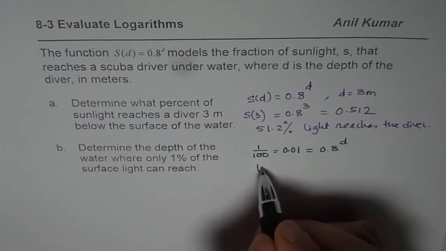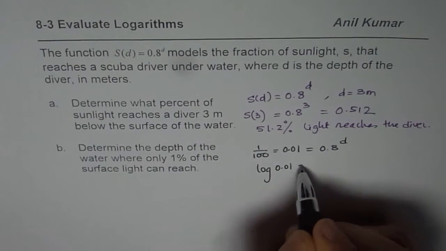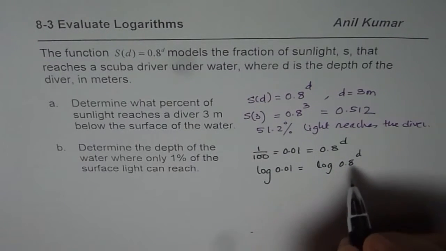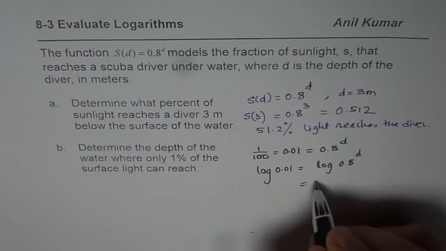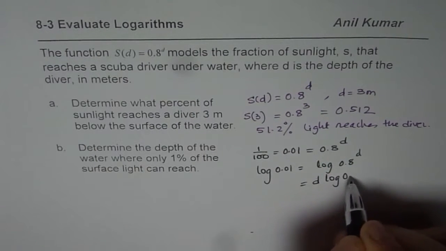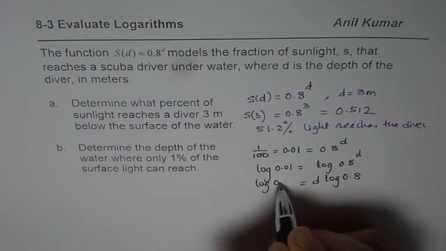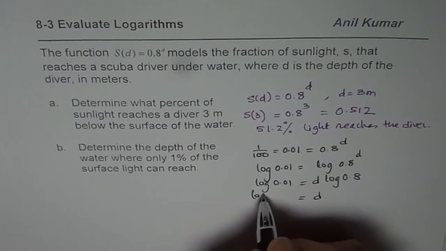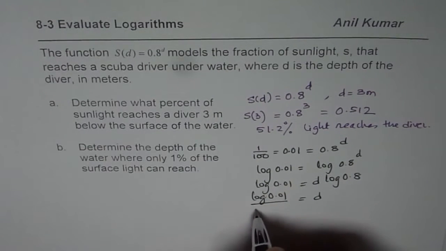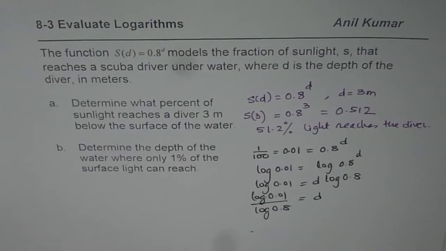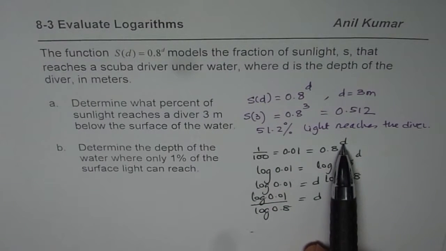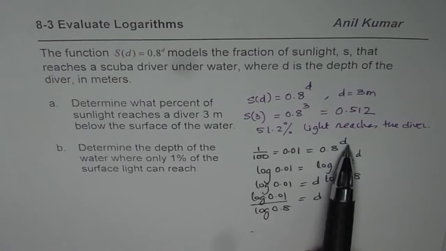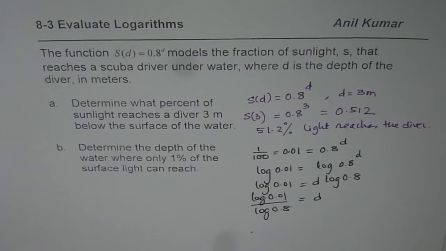So for that we take log on both sides. We get log of 0.01 equals log of 0.8 to the power of d. Applying the power law, the right side can be written as d log of 0.8, and on the left side we have log of 0.01, and from here we can find the value of d as the ratio of log of 0.01 over log of 0.8. So basically d is equal to log of 0.01 divided by log of 0.8. That is the value of d, which you can use in solving such equations.